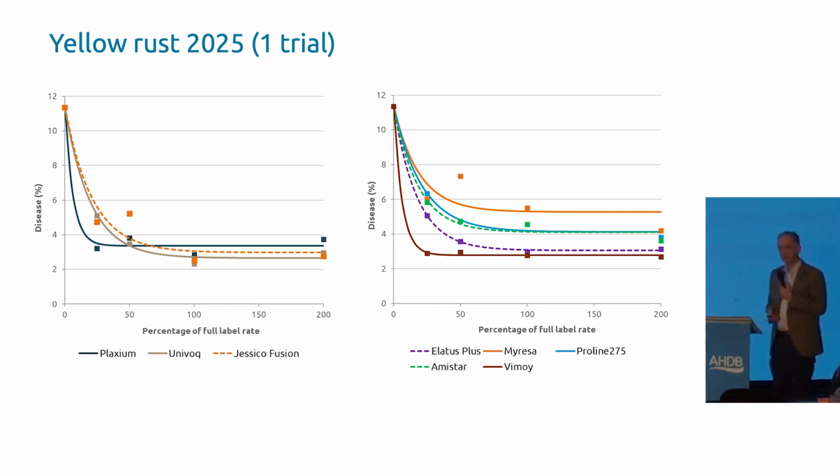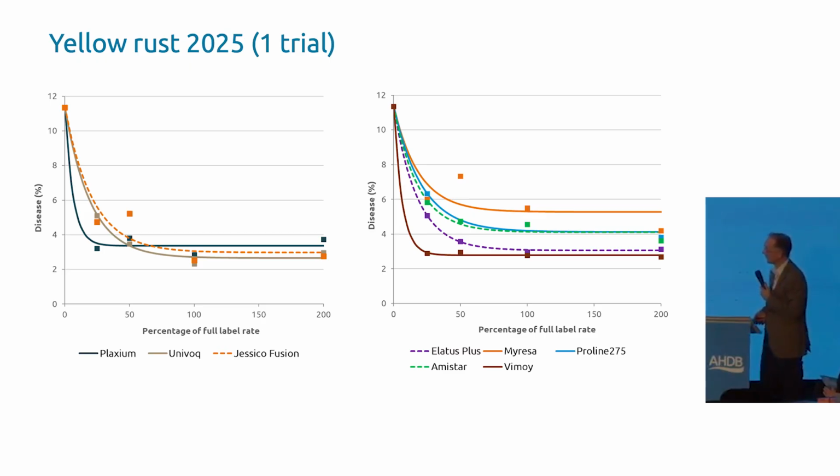We included Amistar this year. That's the dotted green line just below Proline there. And that too was giving us a very good level of performance and quite a cost-effective way to help control yellow rust. Myrisa, I think compared to prothioconazole, it's not quite as active as Prothio on yellow rust. I think if you were looking at brown rust, it would be the other way around. But yeah, not quite as active on yellow.